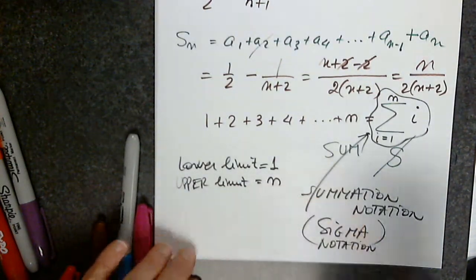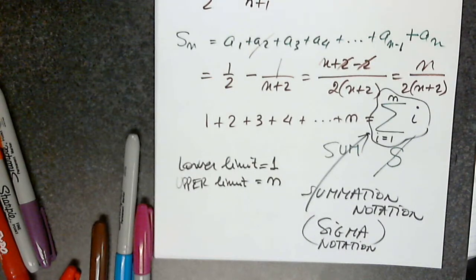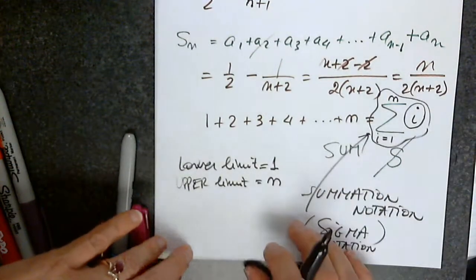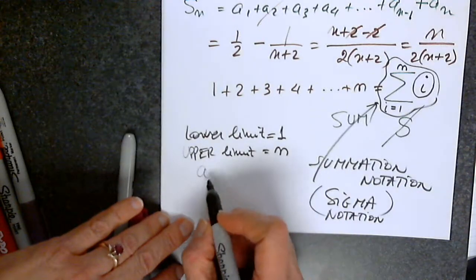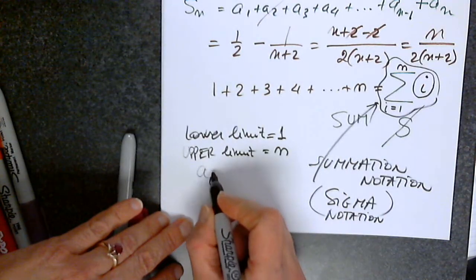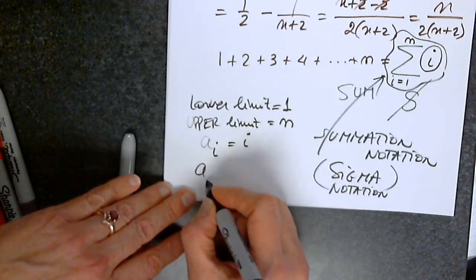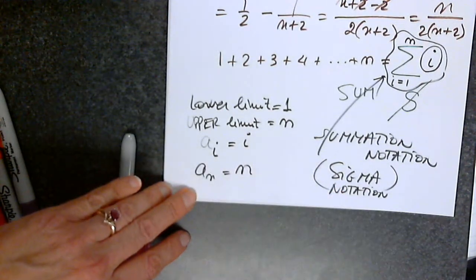N. Very good. It could be infinity when we get to infinite. Yes, it could. What is this? That is the general term AI, also denoted by AN, which is N.